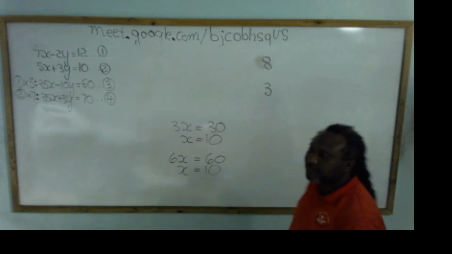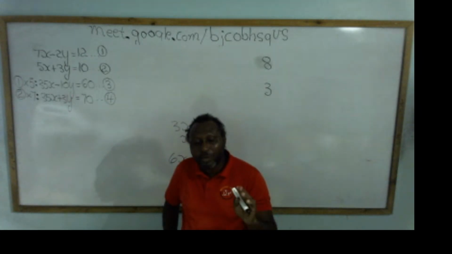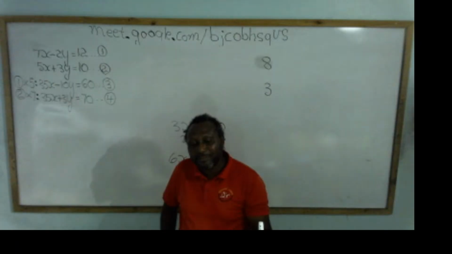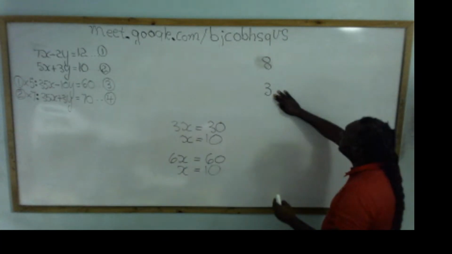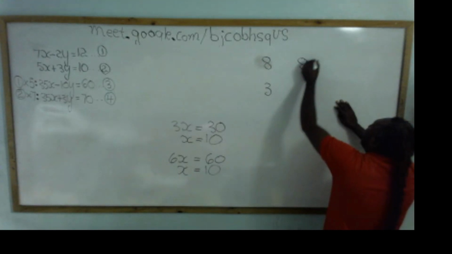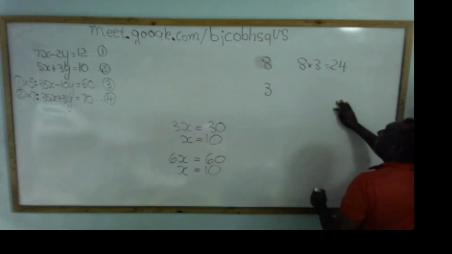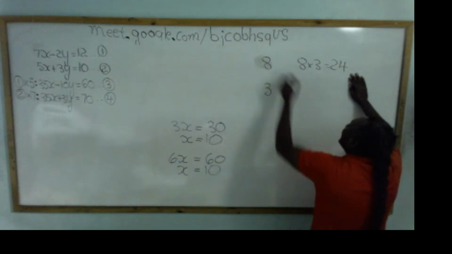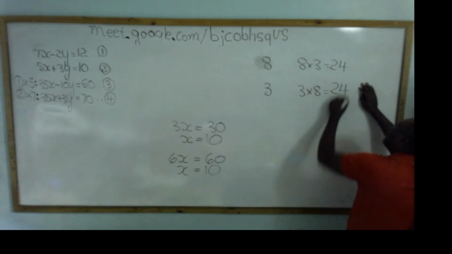In order that the 2 numbers will be the same, because what you want is for the 2 coefficients to be exactly the same, or you want them to be additive inverses. In this case, they will be the same. So if you want them to be the same, what do you do? You take the number from down here and multiply it up here. So you say 8 multiplied by 3 is equal to 24. And then you take the number that is down here and you multiply by the number up here. So 3 multiplied by 8 is equal to 24. I hope that you are seeing both of them.